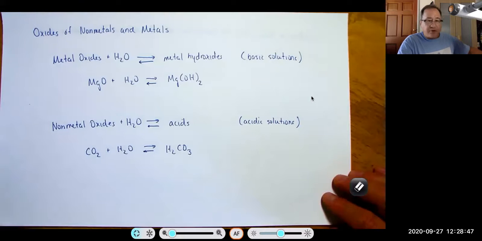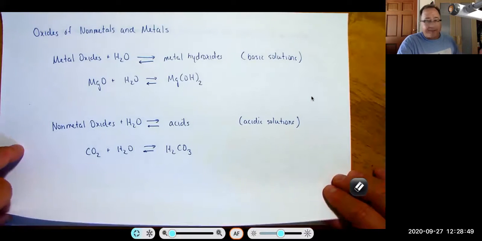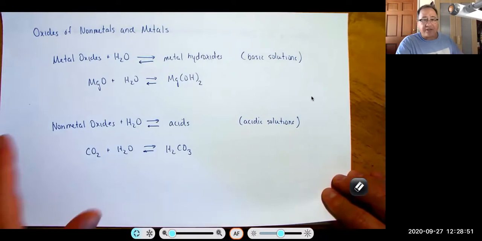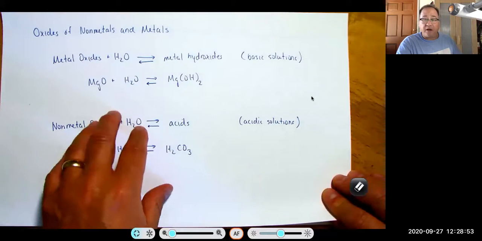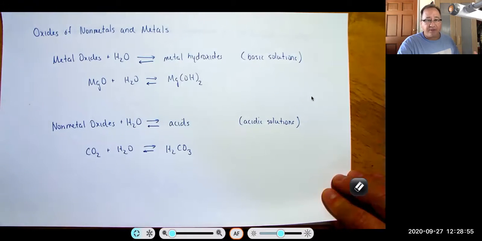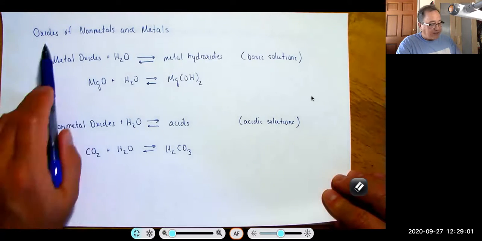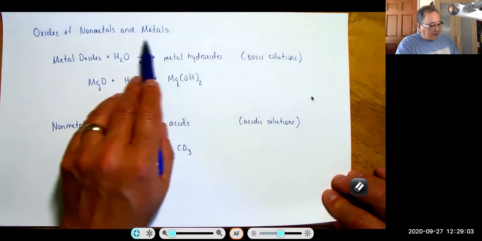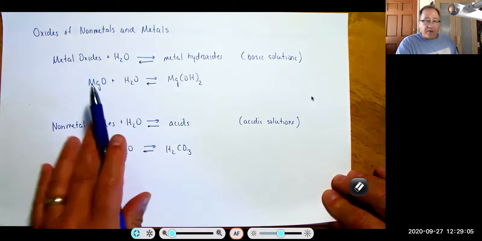Okay, this is the third in 3 lectures on acids and bases. This section is about oxides of metals and nonmetals, and then it'll be followed by doing some problems from this particular section about acids and bases. So the thing to know about the oxides of metals and nonmetals is how they react with water.